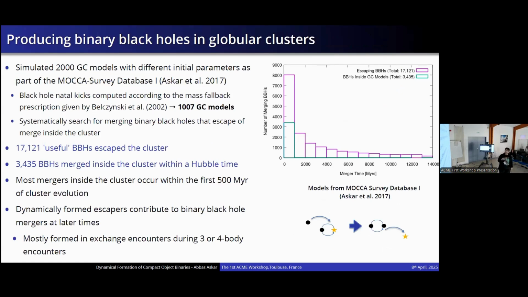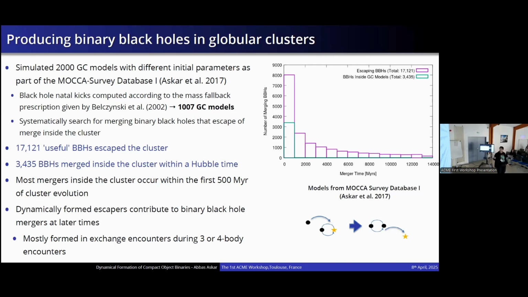So some of the work which we did from about 2,000 star cluster models, which spanned a large initial parameter space of initial masses, initial sizes, different metallicities, with and without natal kicks. From about 1,000 of them, we found that there were about 17,000 binaries that would merge within the age of the universe out of a total of about 40,000 binary black holes. About 17,000 were merging outside and about 3,000 were merging inside.